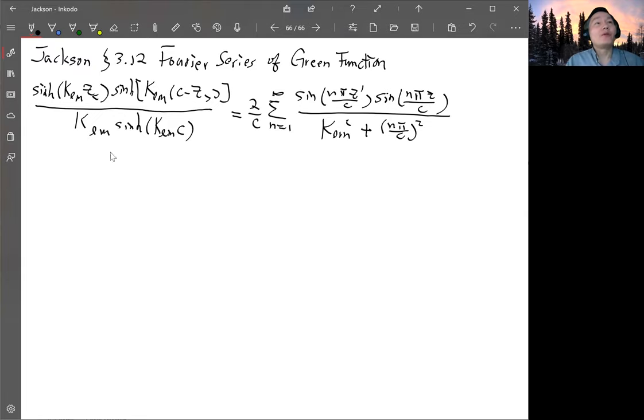And the form of this identity looks like a Fourier series because this is a sum over n from 1 to infinity multiplied by this sine term. So this is a Fourier sine series. And this is the function to be expanded. So this z smaller, z greater, is comparing z and z prime. So whichever is largest is z greater, and whichever is smaller is z smaller, okay?